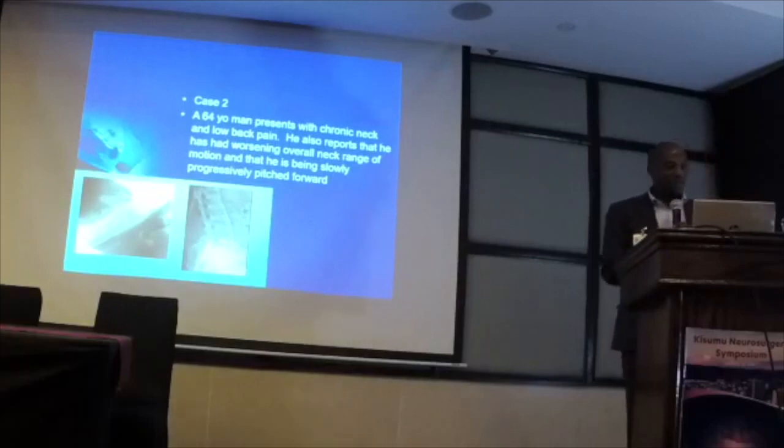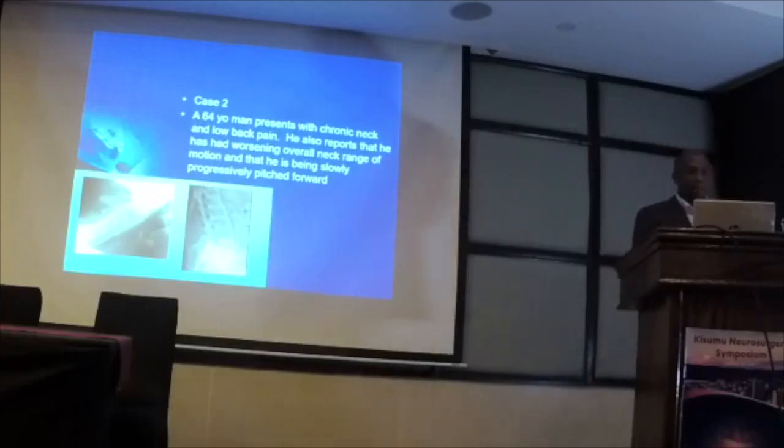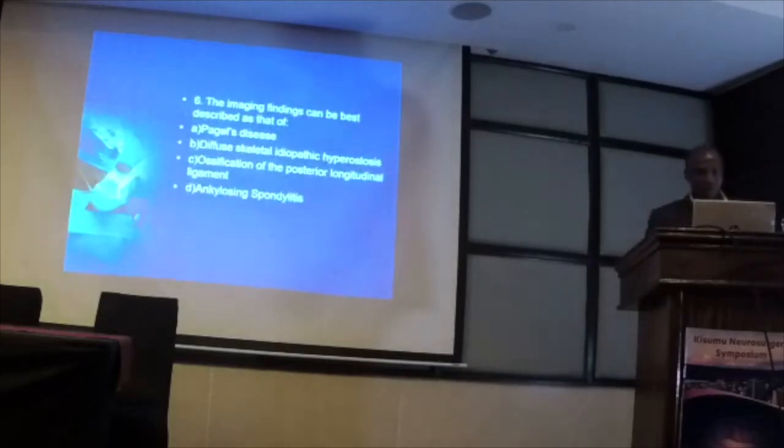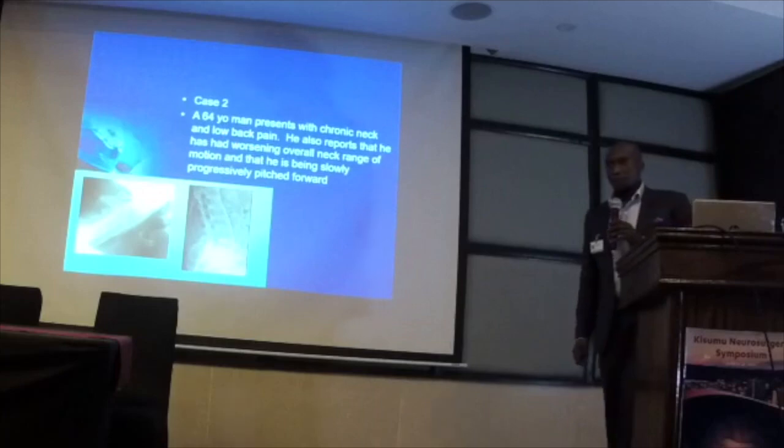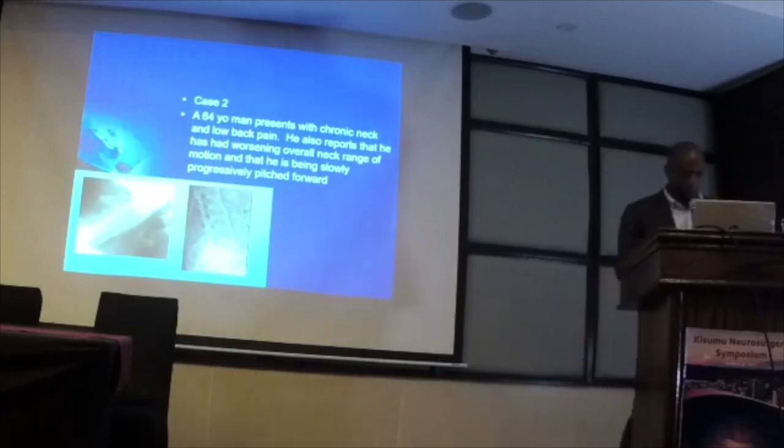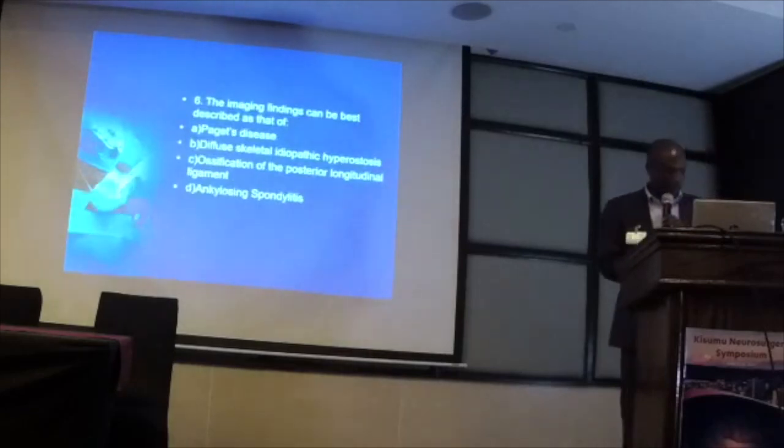You have a 64-year-old gentleman that presents with chronic back pain and low back pain. He reports worsening overall neck range of motion, that he is being slowly, progressively pitched forward. These imaging findings best describe what? D, ankylosing spondylitis.